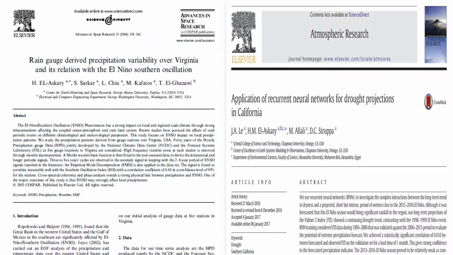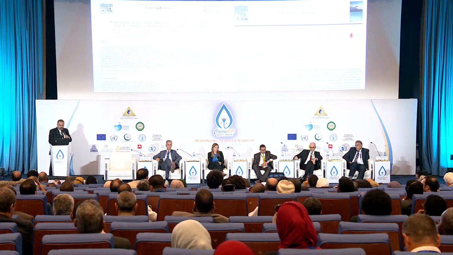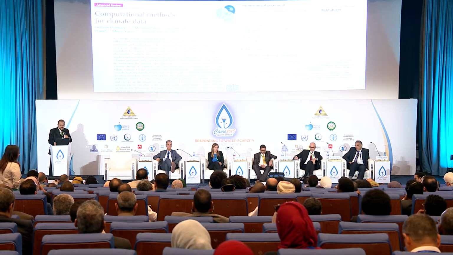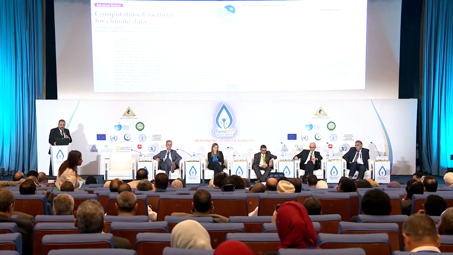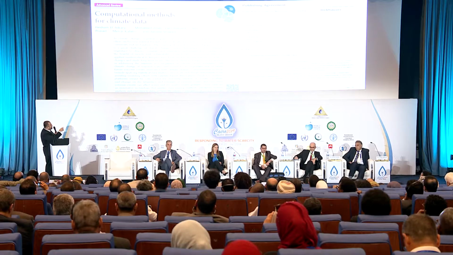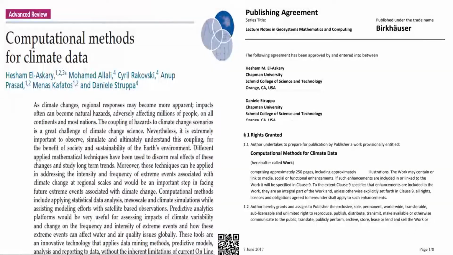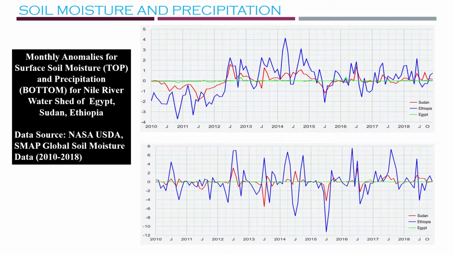Some publications, some research work related to using rain gauge data, looking into El Nino in Virginia, as well as applications of recurrent neural networks in drought projections in California, a work published last year, and computational methods for climate data. We are writing a book right now with Springer about computational methods for climate data with one of our elite mathematicians. So again, just showing you soil moisture data and precipitation data for the three countries.